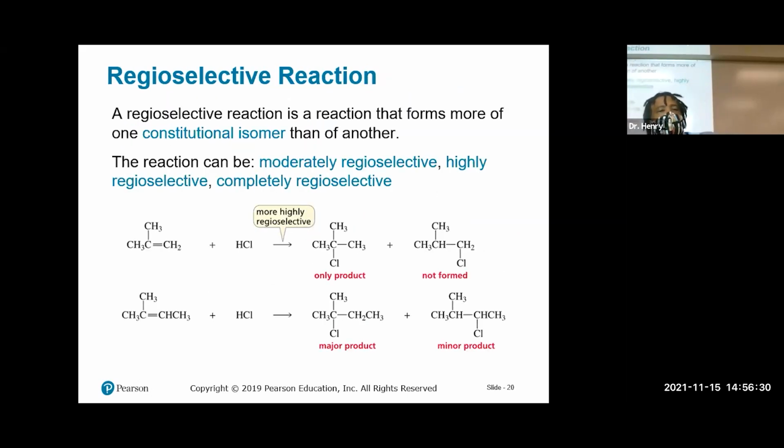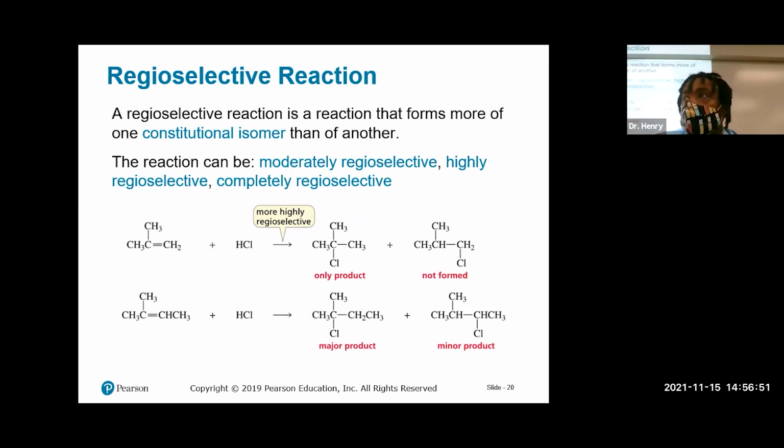So the term regioselective reaction is a reaction that forms more of one constituent isomer than the other. So these are examples of regioselective reactions.